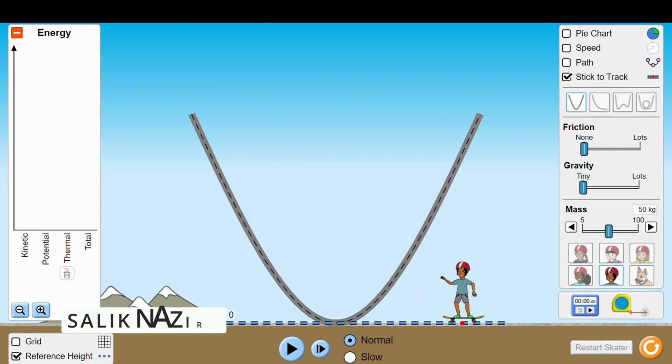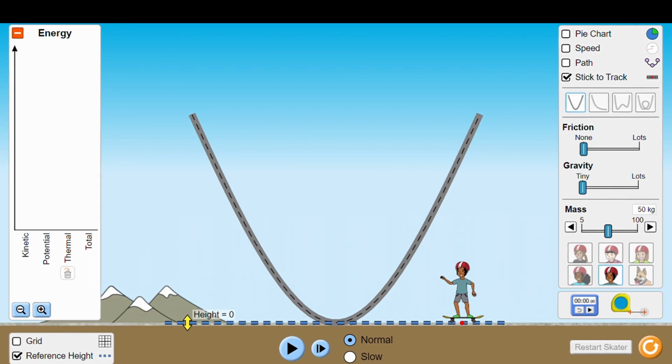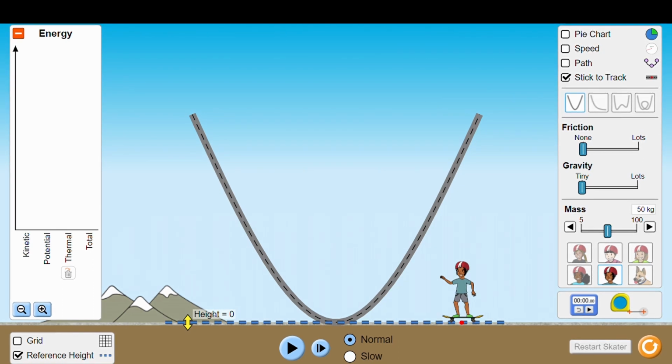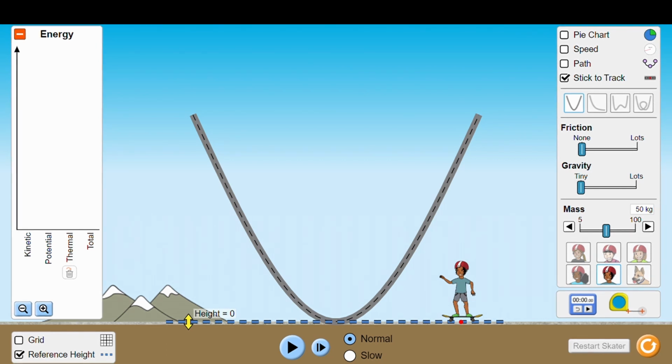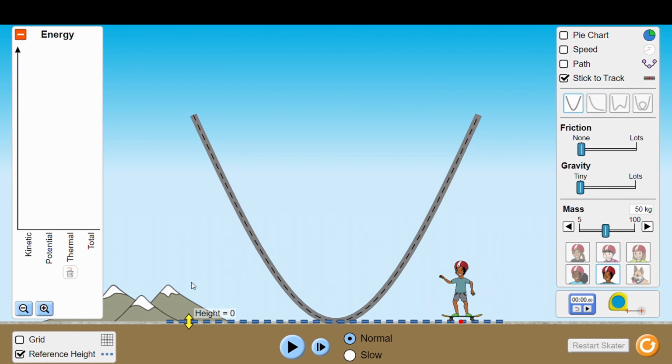This is a simple simulation that I'll be showing you guys today. This simulation should be able to clear your confusions regarding gravitational potential energy. So let's begin.